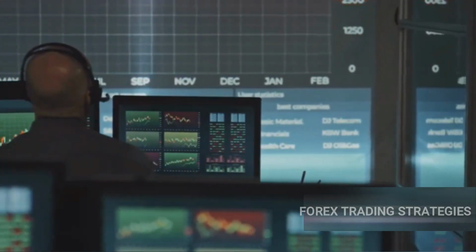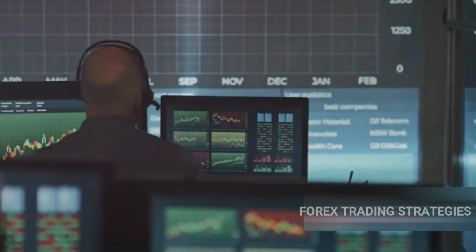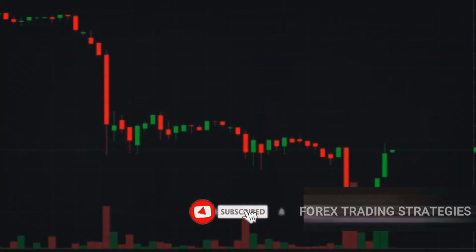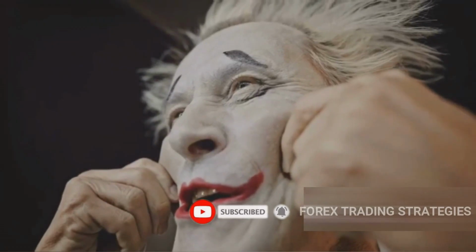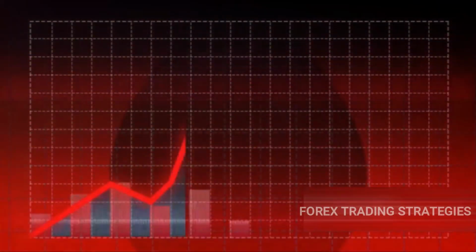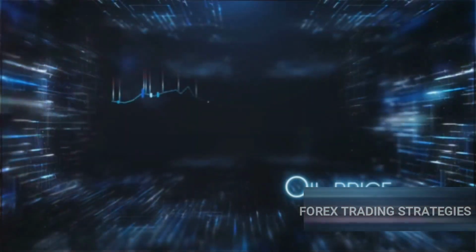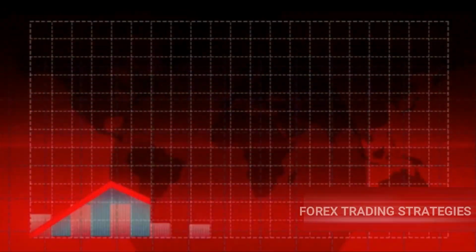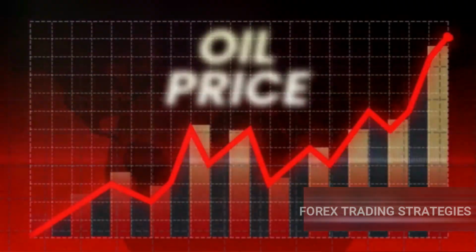Then we have the USD-JPY. This pair is like a seasoned character actor, always delivering consistent performances. It's the Tom Hanks of currency pairs, reliable, steady, and always a good bet. Next in line is the USD-CAD. Picture this pair as a gripping drama influenced by oil prices. It's like a movie where the plot twists and turns with the changing global oil market.